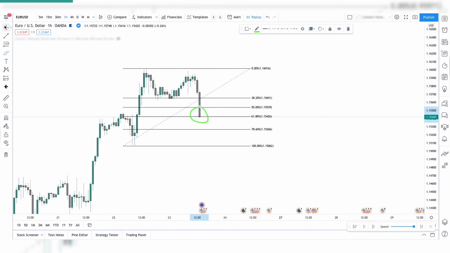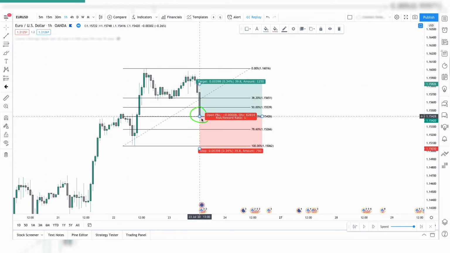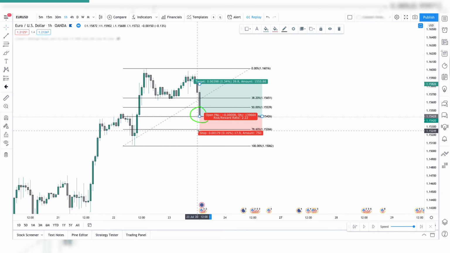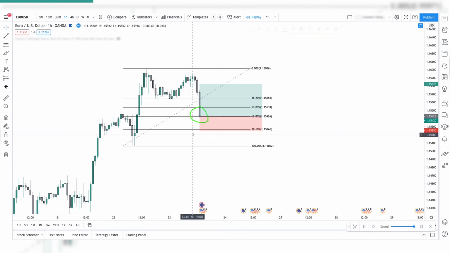If we now pretend that there was a price action rejection at this level, we could decide to establish a position here. Our entry would be at the close of the rejection candle, and our stop loss could be placed under any of the Fibonacci levels. So for this sake, let's just say it's under the 78.6% level.